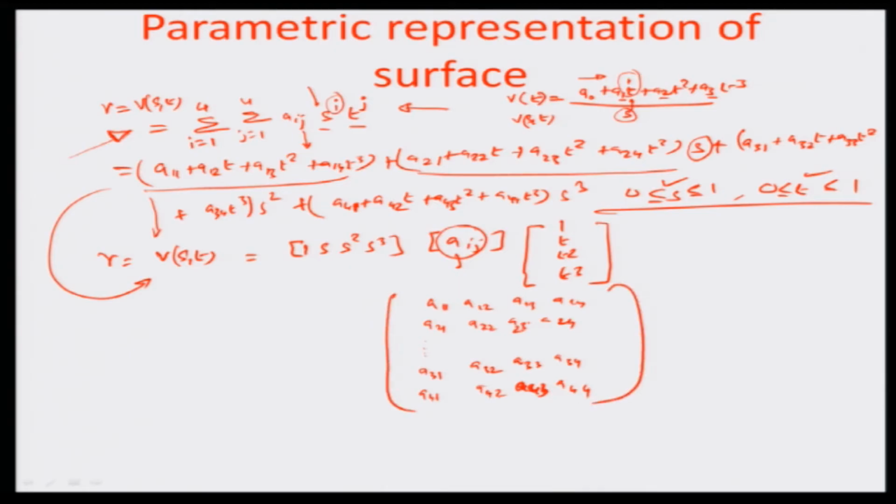This is how the a_ij matrix has been realized. While doing the transformation, you can have a similar kind of transformation equation.